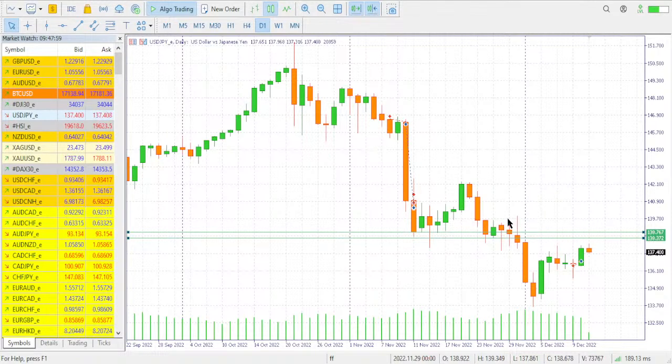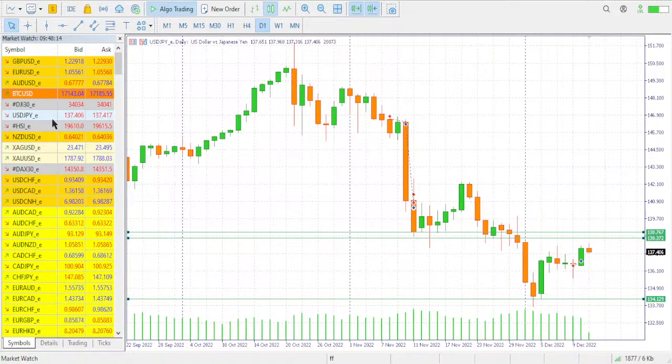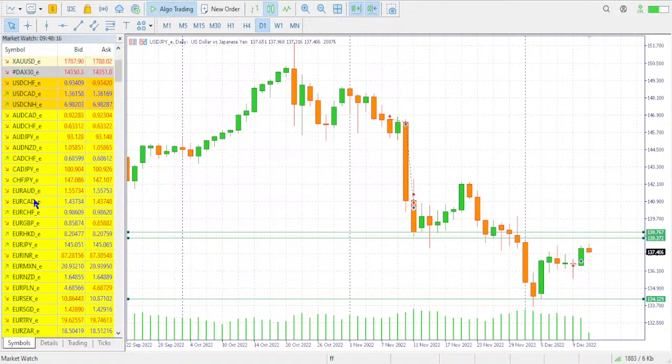Our stop loss is above the high of this candle. The take profit is this one here. So have a sell limit, have your stop loss, and have a take profit somewhere there.